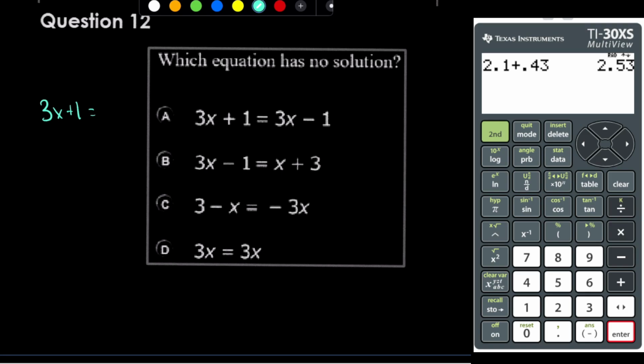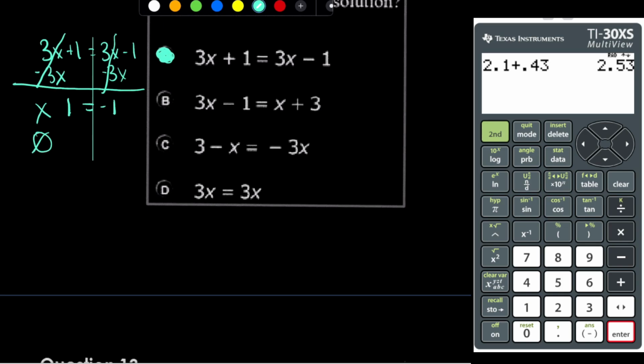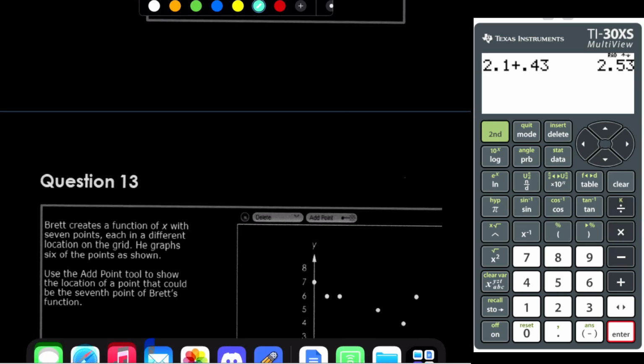3x plus 1 equals 3x minus 1. So what happens here? You subtract 3x from both sides, because remember, our step here is move all variables to the same side of the equation. That cancels that. That cancels that. You're left with 1 equals -1. Does 1 equal -1? No. So it's no solution. And it's A. If you want to double check yourself, you can always just do B, C, and D, but they would all work out to either be 1 or infinite solutions.